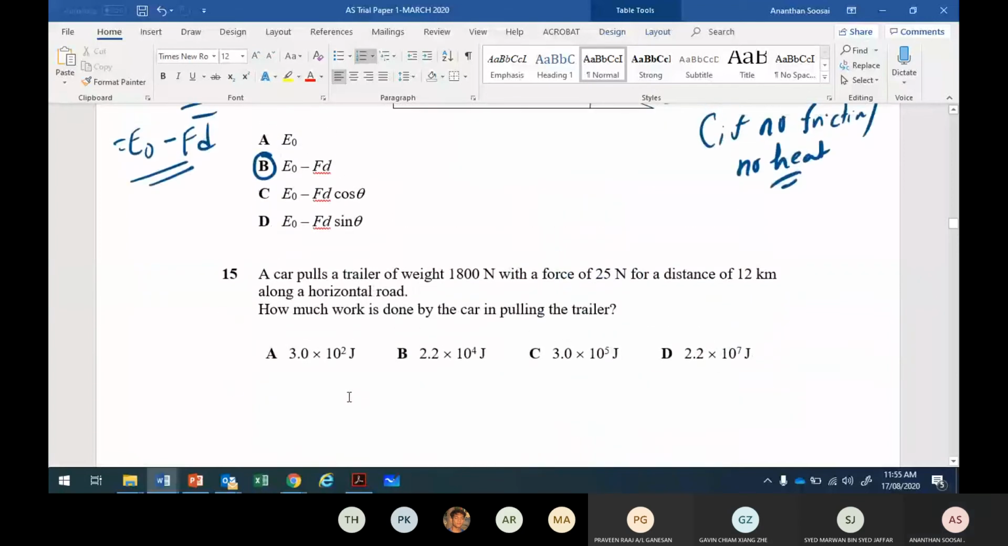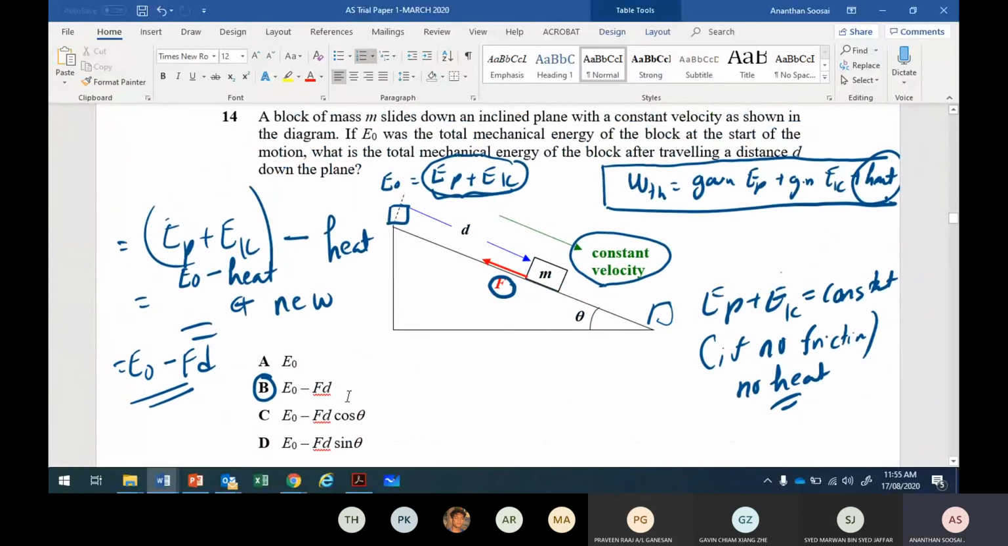Sir, for question 14 just now, won't there be a decrease in potential energy? Yeah. Potential energy decreases. Kinetic energy will rise. But the mechanical energy, the EP plus EK, is packed together as one single mechanical energy. That's why they put E0. E0 is actually EP and EK inside.